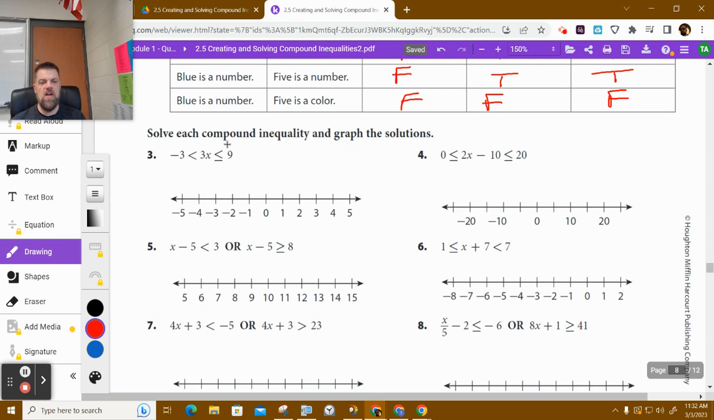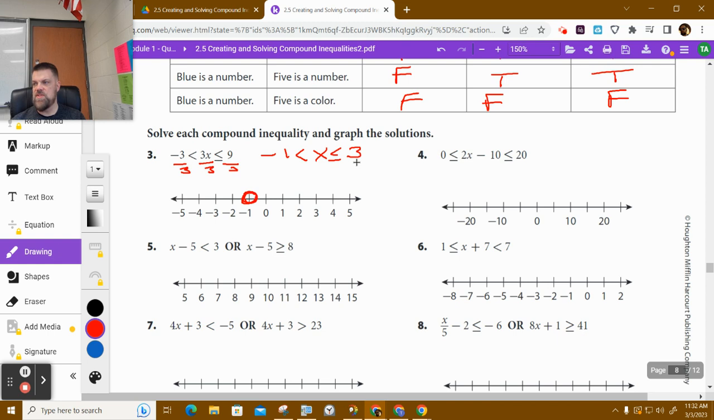Now, when we solve compound inequalities, I want to get x by itself. The way that I do that is I divide by 3. Whatever I do on one side, I do on all 3 sides. And I get negative 1 is less than x is less than or equal to positive 3. What do I do to graph the solution set? Well, I put an open circle at negative 1. Can somebody tell me why it's an open circle? Yeah, there isn't a line underneath the one associated with negative 1.